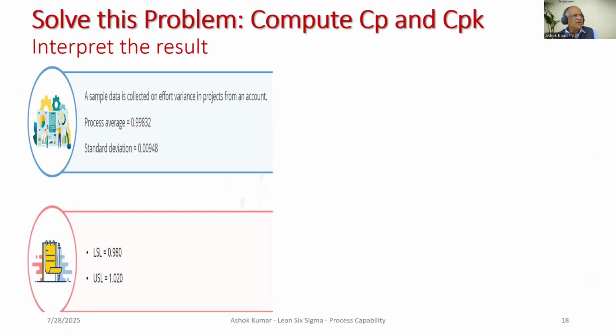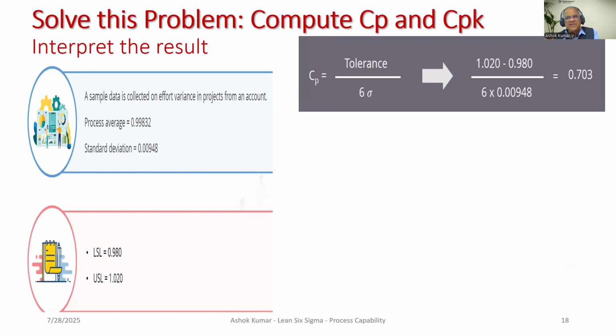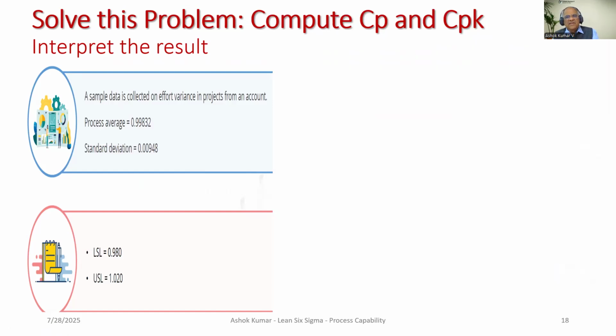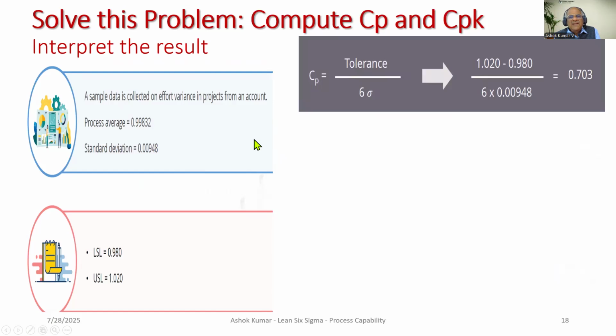So now let me give you a numerical problem. You have a sample data. You have a process average, that is the mean, and the standard deviation. And you have the upper specification limit and the lower specification limit. I'll give you about 3 minutes. You please compute and let us go through the answers together. You can do it in pairs or you can do it at your desk. So if you have completed it, then let us calculate it.